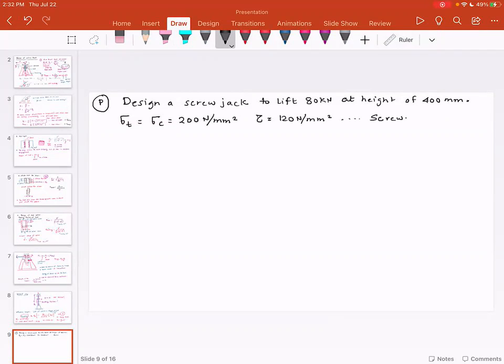For the nut, the nut is made of phosphor bronze. And for that, sigma_T is equal to 100 Newton per millimeter square, sigma_C is equal to 90 Newton per millimeter square, and tau is equal to 80 Newton per millimeter square.